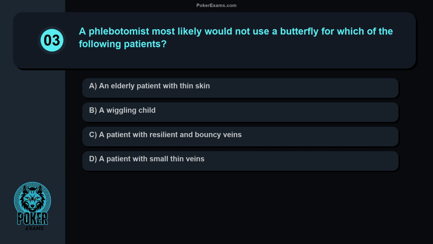Question 3. A phlebotomist most likely would not use a butterfly for which of the following patients? An elderly patient with thin skin, a wiggling child, a patient with resilient and bouncy veins, a patient with small thin veins.